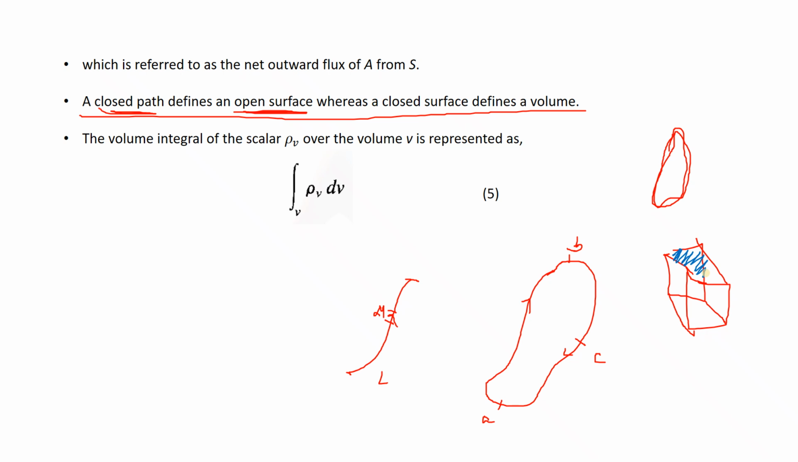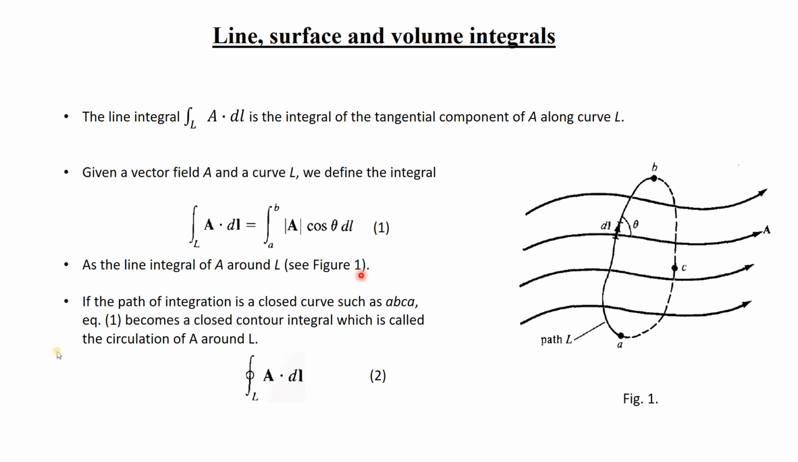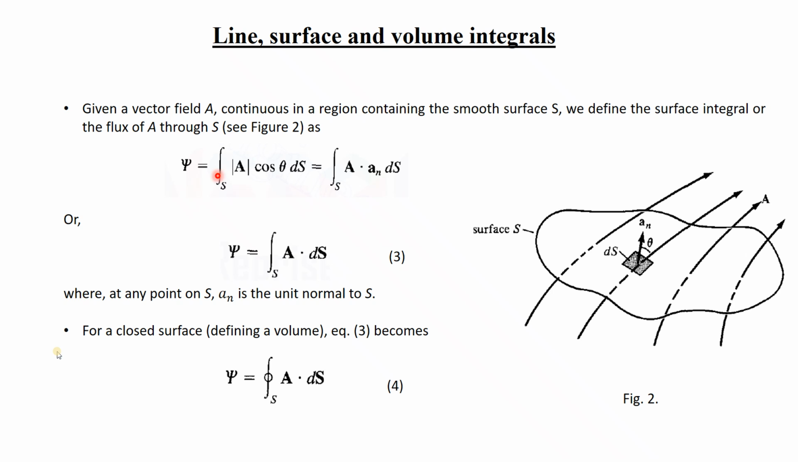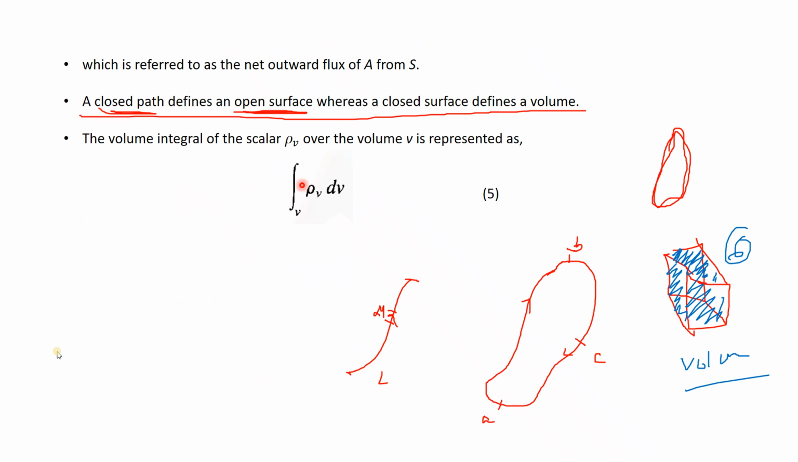So this is an open surface. This is another open surface. But if I want to take the closed surface, then I will take the closed surface of all the six sides. Then it becomes a volume. That is why it is said that a closed path is an open surface, whereas a closed surface is a volume.